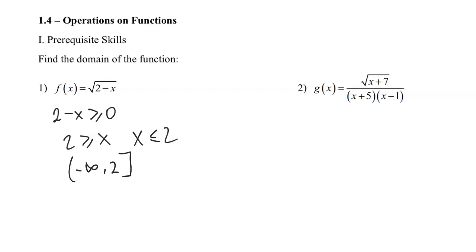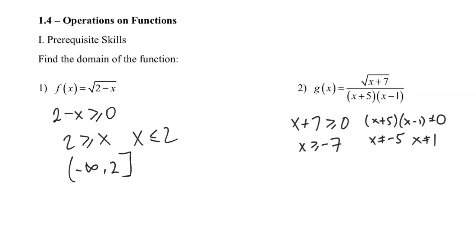Now in problem 2, we've got 2 different types of restrictions going on. We have a square root in the numerator, which means that I need to put x plus 7 greater than or equal to 0. That's my square root restriction, which means that x is going to be greater than or equal to negative 7. I also have a denominator, and so I need to set that denominator equal to 0 and solve in order to get the restrictions from the denominator. So this is going to give me 2 restrictions: x cannot equal negative 5 and x cannot equal 1.